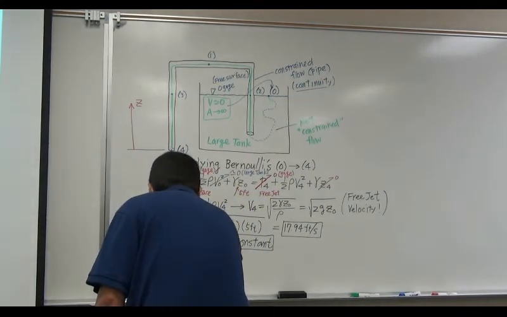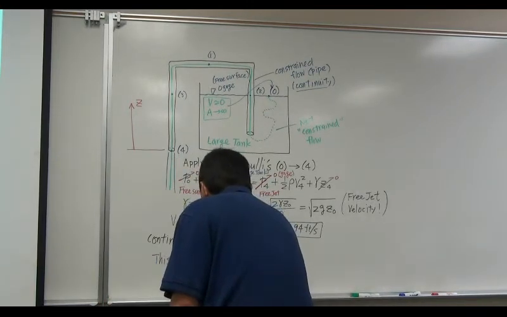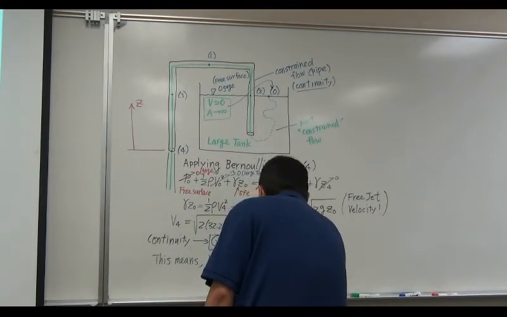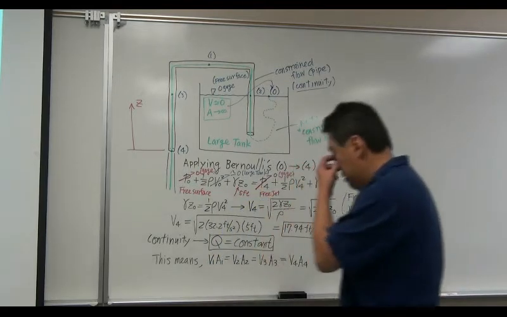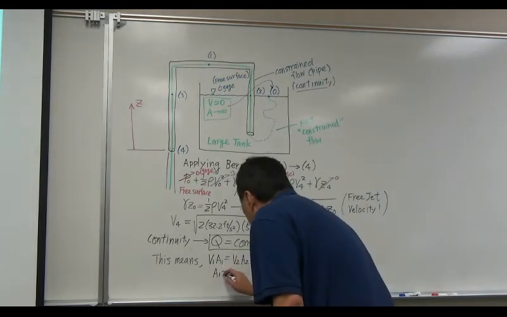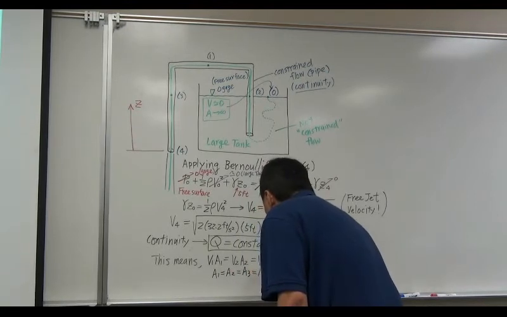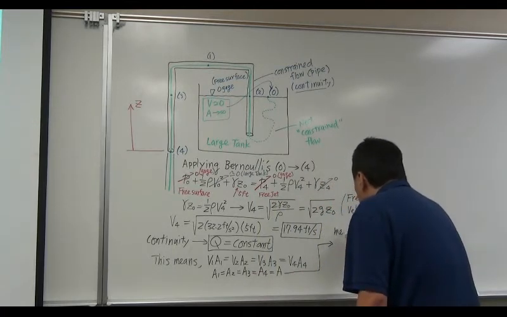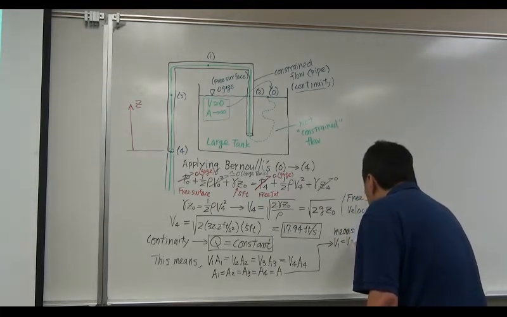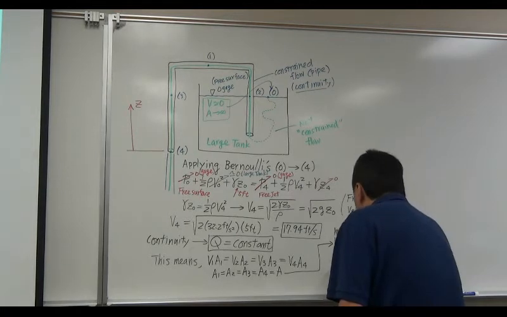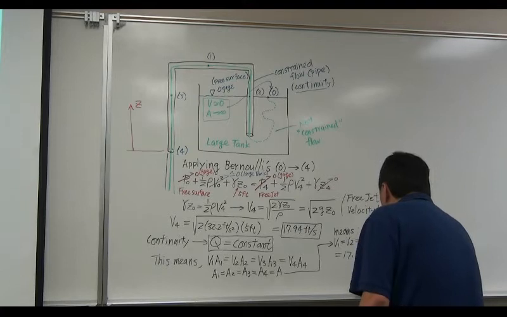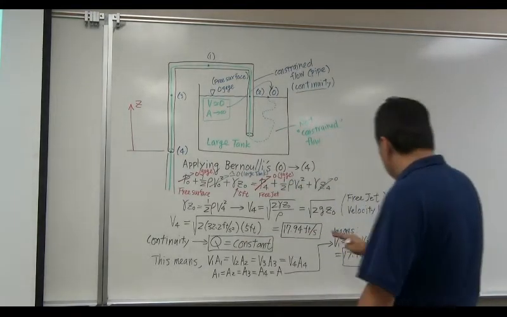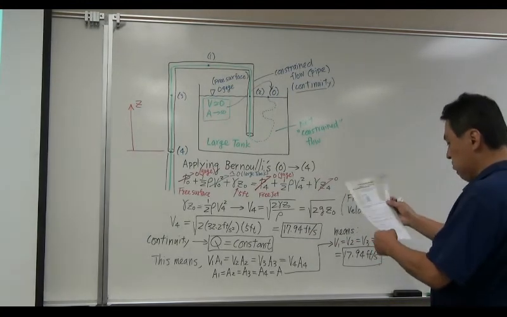Okay? This means V1 A1 is equal to V2 A2 is equal to V3 A3 is equal to V4 A4. But A1 is equal to A2 is equal to A3 equal to A4. Cross section is constant. So that means velocity is constant. V1 is equal to V2 is equal to V3 is equal to V4, which is 17.94 feet per second. Is that true? Yes, it is true. So velocity throughout this tube is constant. Good. Continuity says so. Great.